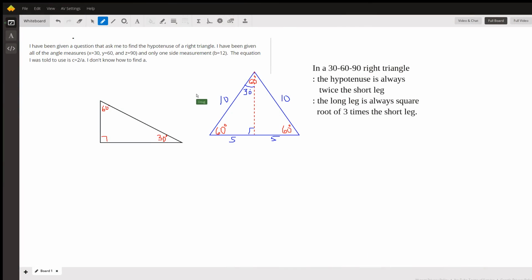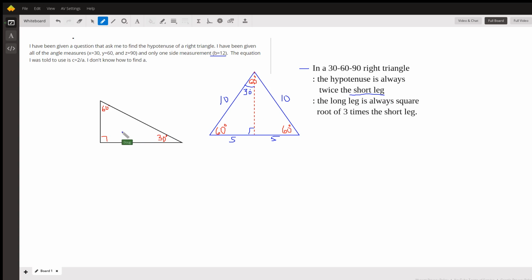Okay, here's what you want to do to solve your problem. I don't know exactly where B was located in your diagram, so I'll just give you an idea of what kind of numbers we're using for a 30, 60, 90 right triangle. And here's the key. In a 30, 60, 90 right triangle, the hypotenuse is always twice the short leg. And the short leg is always the leg that's opposite the 30-degree angle.